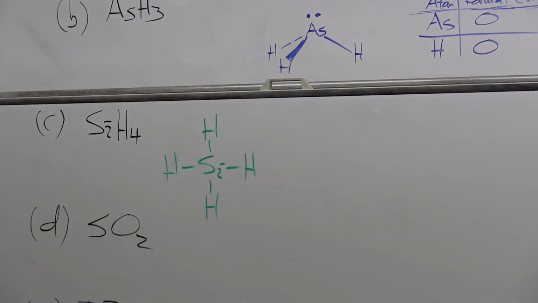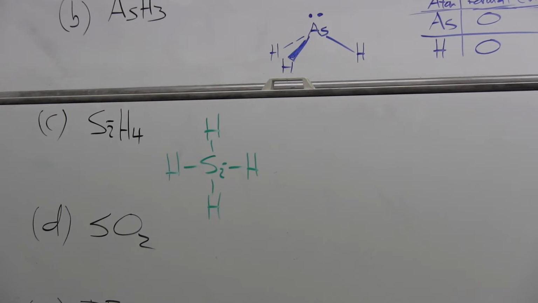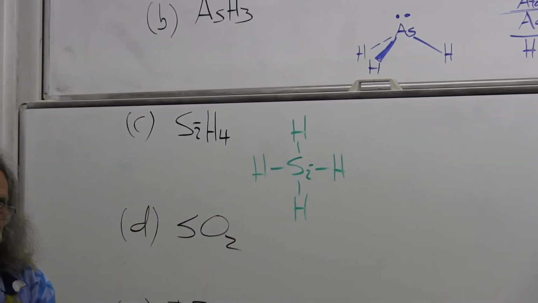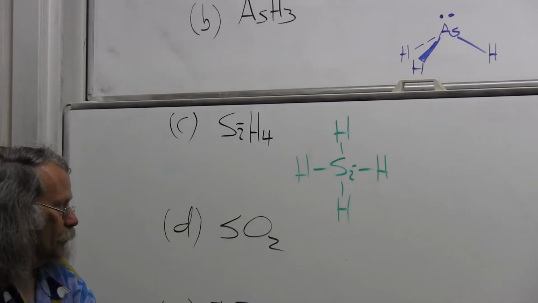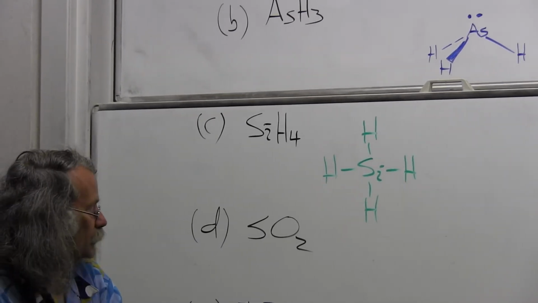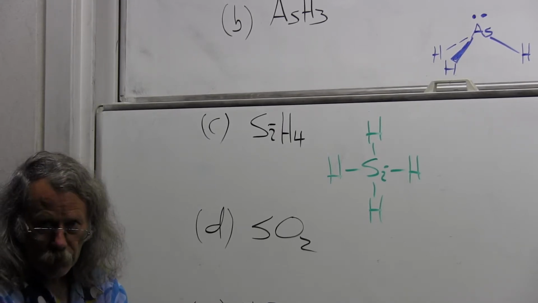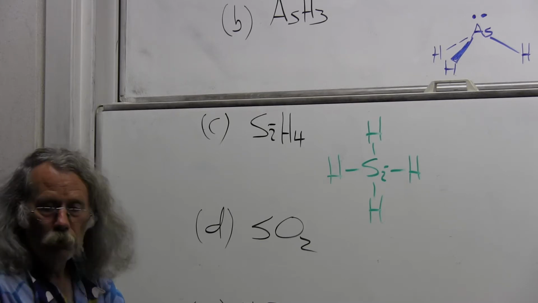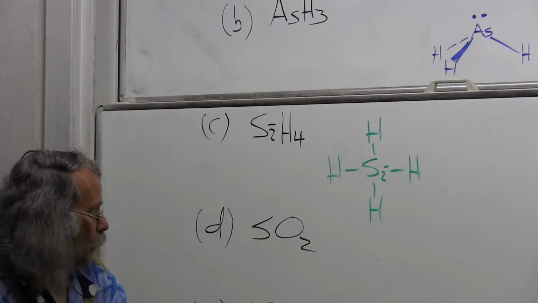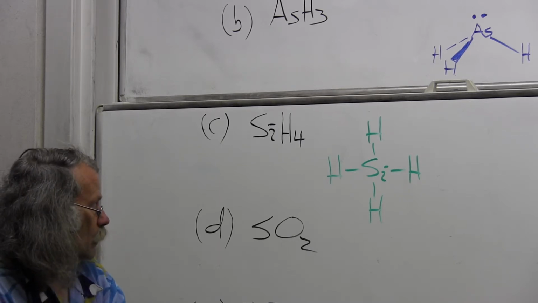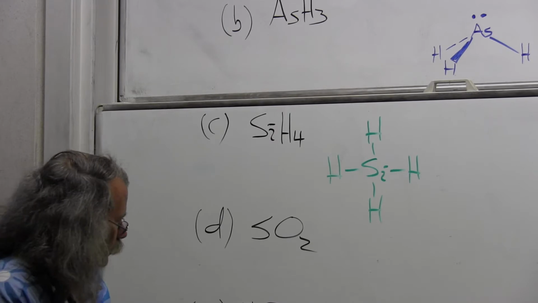Now I need to determine what type of E-pair geometry and molecular geometry is going to result from this type of structure. Well, I've got 1, 2, 3, 4 electron pairs associated with the central atom, and that is going to demand a tetrahedral E-pair geometry. And in this case, there are no lone pairs on the central atom. So that means that the E-pair geometry is going to be the same as the molecular geometry. It's going to be a tetrahedral molecule.